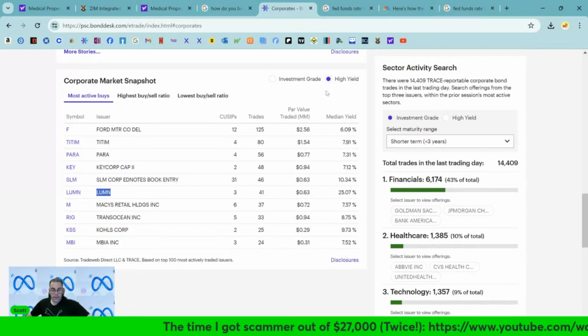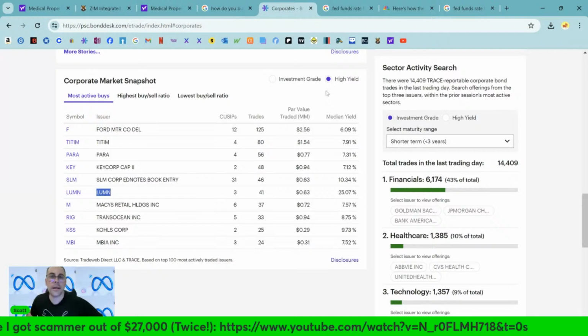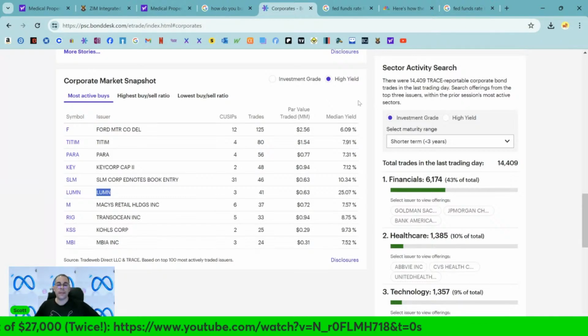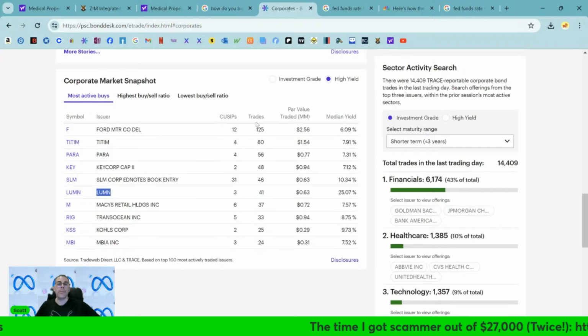I think there's a big concern with CREs, commercial real estate. A lot of defaults coming soon. So you might be able to get really high yields on CMBS, but there's a good amount of risk that they may default.